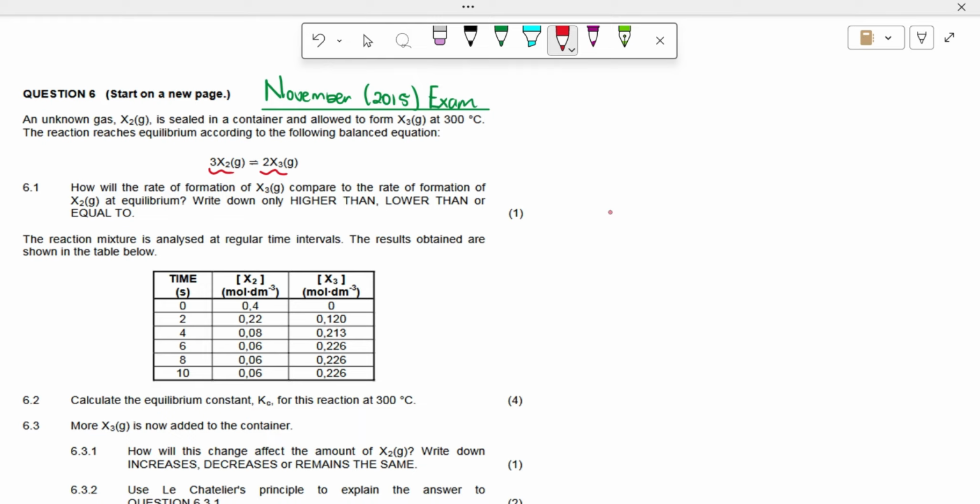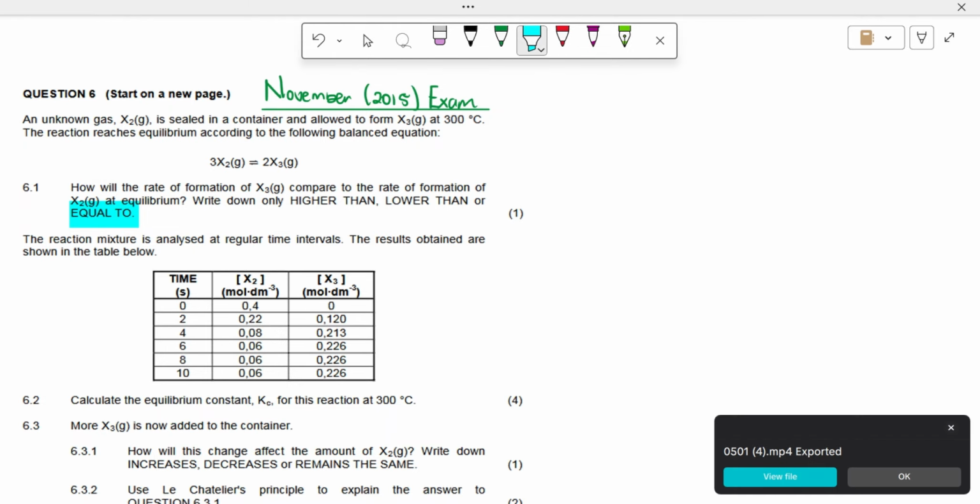What is equilibrium? Dynamic. What is chemical equilibrium? It is equilibrium where the rate of the forward reaction is equal to the rate of the reverse reaction. So when they ask me how the rate of formation of this one will compare to that one, that means it will be equal to, by definition, dynamic equilibrium where the rate of the forward is equal to the rate of the reverse. So in this particular case, the final answer here should be equal to. I just highlight that when it comes to these things, guys. So your answer there is equal to.